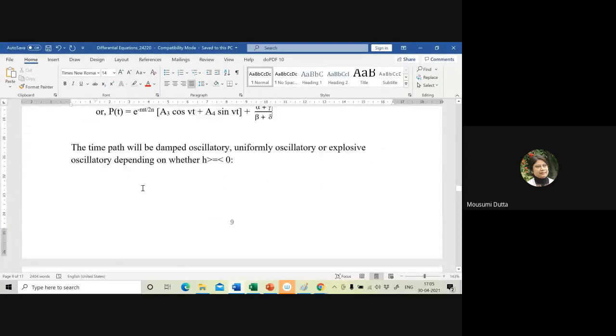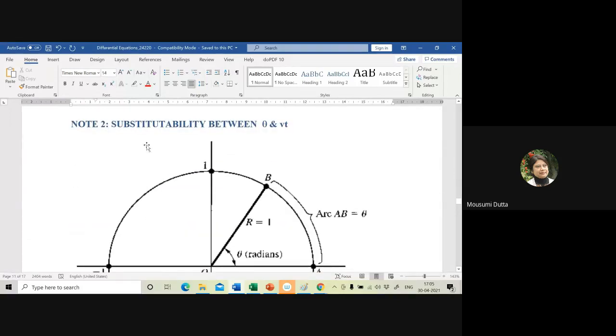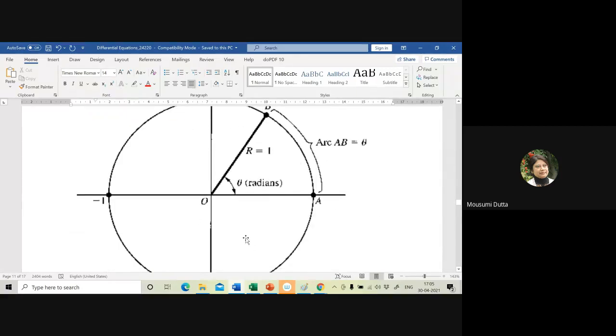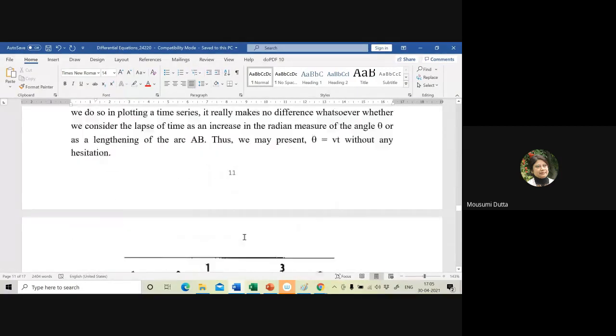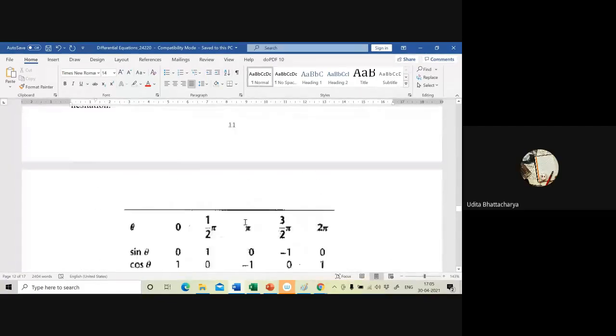Because next day I have to start from this part, substitutability between theta and Vt using the circular function, etc. Okay, so that is quite a thing that we will do in the next class.